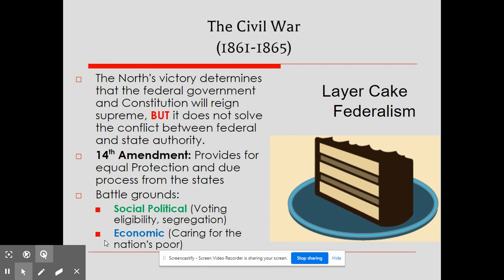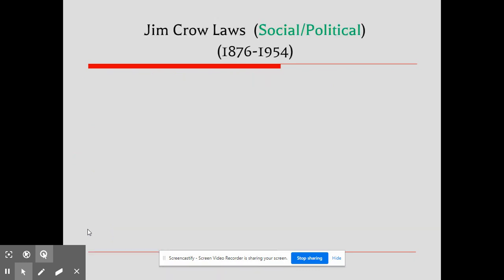And the way we'll divide up the rest of this lecture is into two categories. On the one side, we're going to look at social and political battles that will continue, mostly in the areas around voting and segregation. And then we'll see economic battles revolving around how involved the federal government should be economically with the states if you're trying to take care of the nation's poor and elderly, unemployed, et cetera. Like, what is the role for the government? So we can say the idea of layer cake, again, federal and state governments operating in their own spheres, is going to continue during this time. And again, with the states retaining a lot of power.